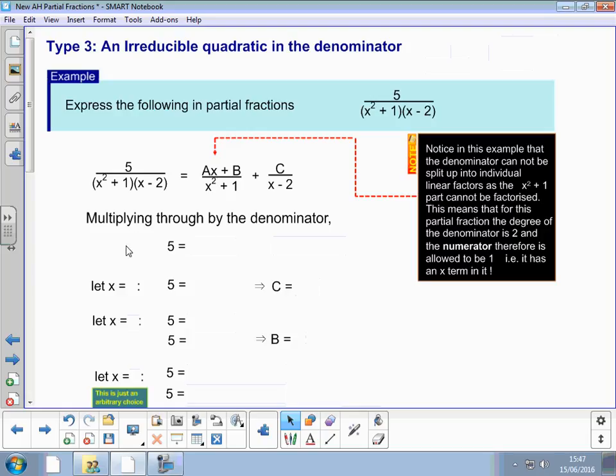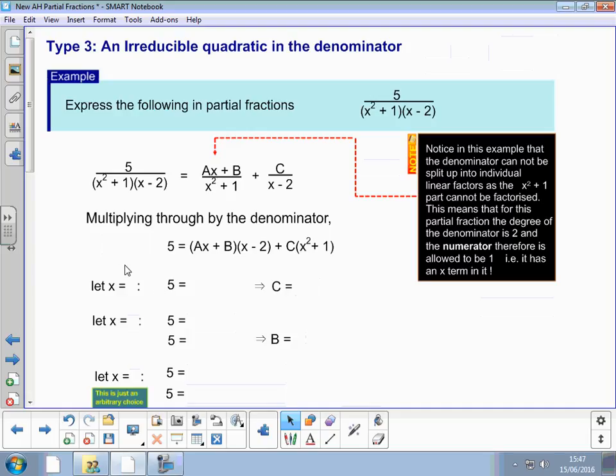The next step is just the same as in the previous examples where we multiply through by the denominator. So in this example, the ax plus b term over x squared plus 1, if we multiply that term by the denominator, the x squared plus 1 bit disappears and we're left with ax plus b multiplied by x minus 2. The term with a c in it, when we multiply through by the denominator, just becomes c times x squared plus 1.